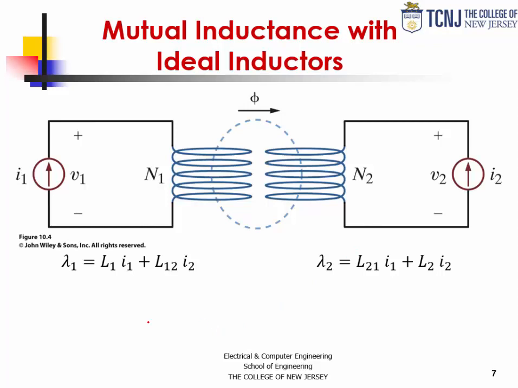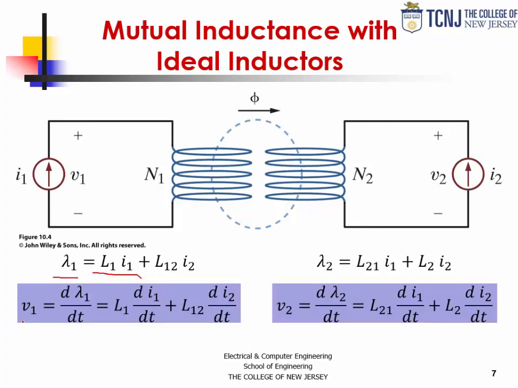So once we establish that, again, we have that the linkage in the primary is equal to the inductance of the primary times the current in the primary plus the mutual inductance times the current in the secondary. And also that the linkage in the secondary is equal to the mutual inductance times the current in the primary plus the inductance of the secondary windings times the current in the secondary windings.